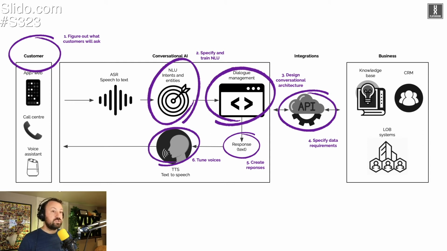And so those are really the component parts of a conversation designer's job: figuring out what the customer needs, putting together the conversational flow and the dialogue and the responses, translating that into intents and entities and training the NLU, specifying what data we don't have that we need and where we're going to get it from, and then tuning and tweaking the TTS to make sure that the responses back to the user are sensible and natural.